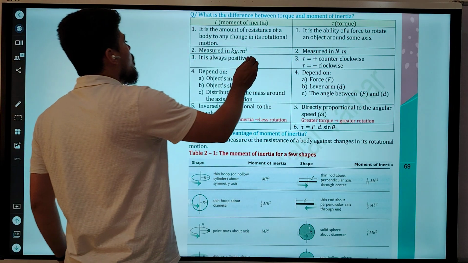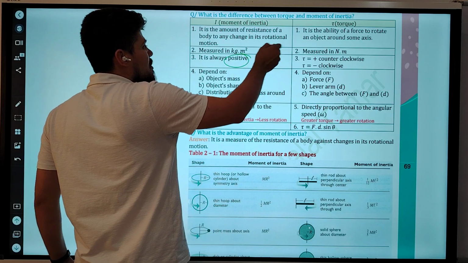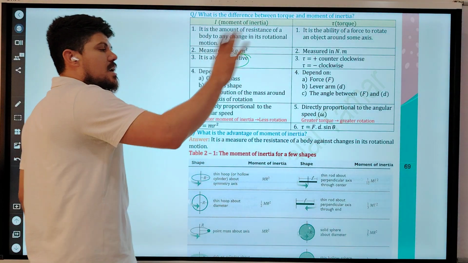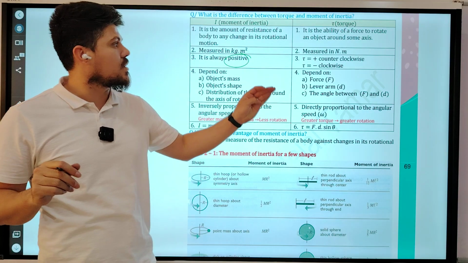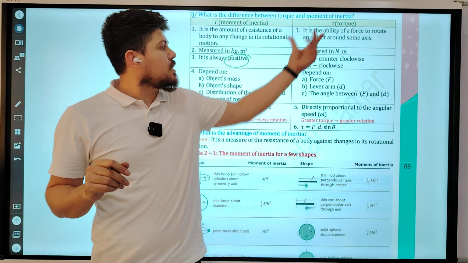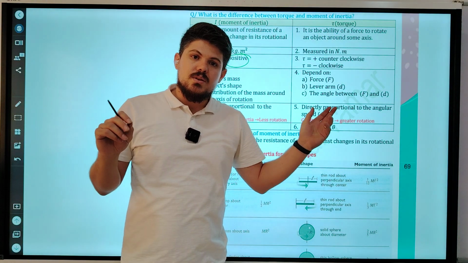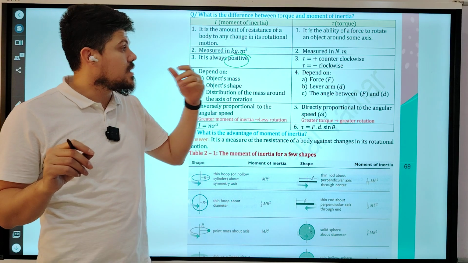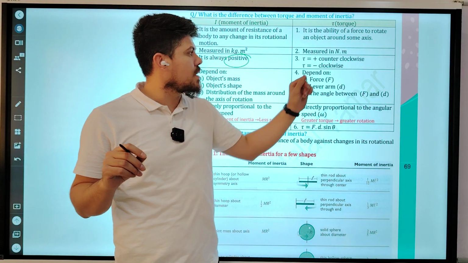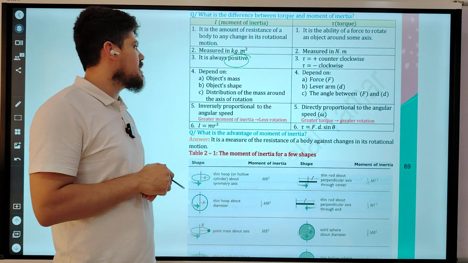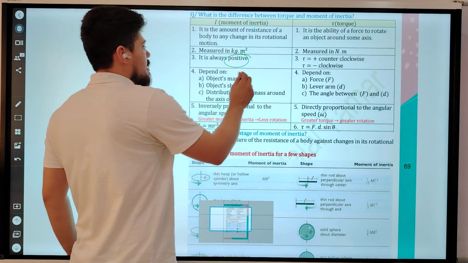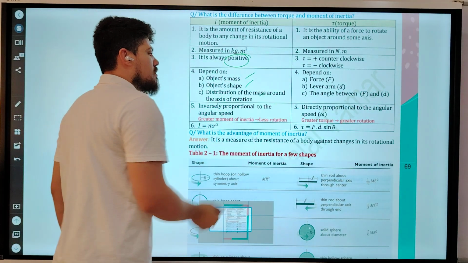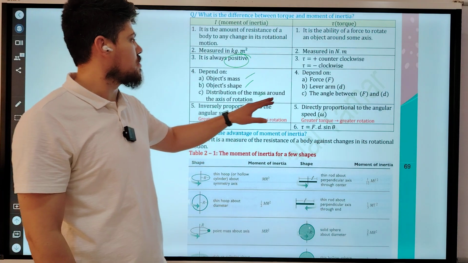Moment of inertia is always positive. Why? Because it depends on mass and radius, and mass and radius can never be negative. That is why moment of inertia is a scalar quantity. But torque can be positive and negative. Okay? In the case of counterclockwise, torque becomes positive, in clockwise it becomes negative. Moment of inertia depends on the object's mass, shape, and the distribution of mass around the axis of rotation.